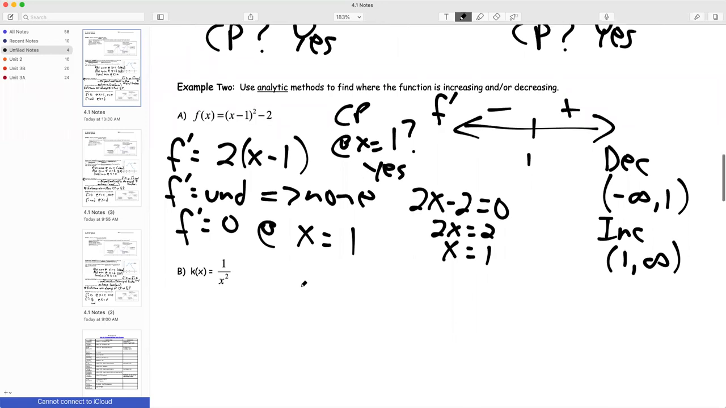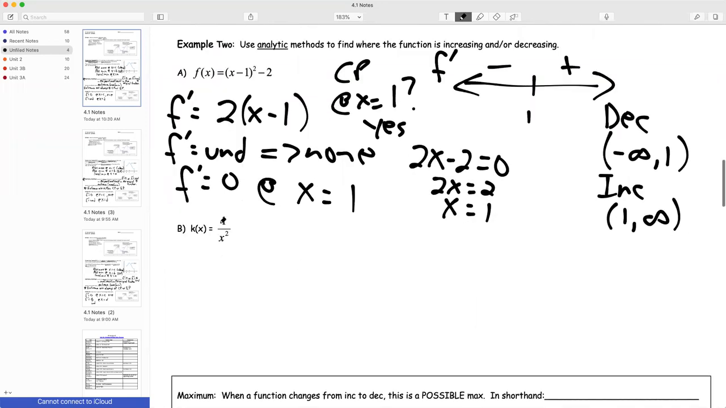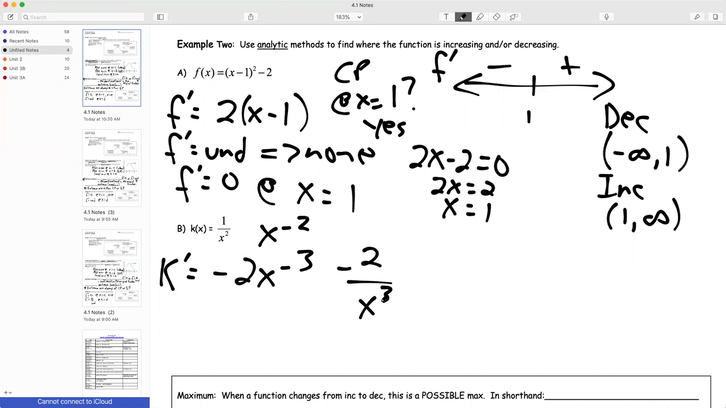All right. So, second example. I have k of x is equal to 1 over x squared. I'm going to write this as x to the negative 2. And I need to find the derivative, analyze it for critical points, make a sign chart for where it's increasing or decreasing, and then check for my critical point. So first step, I need k prime, which is going to be negative 2x to the negative 3. It's a simple power rule. And I'm going to go ahead and write it like this, negative 2 over x cubed.